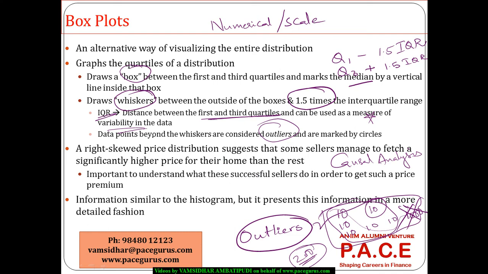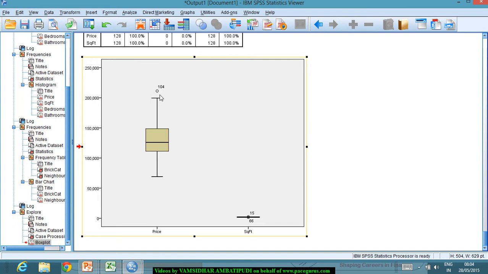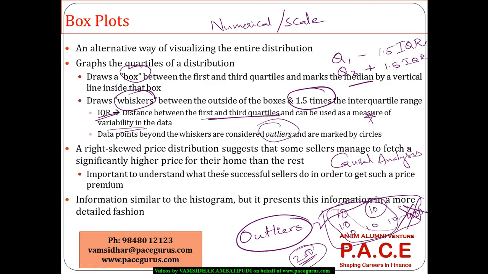And if at all I am getting such an outlier, the other way I look at it, the record number 104, I can say this is coming with respect to price, right? And that too on the higher side. So probably I may say, yeah, this particular seller is able to fetch a significantly higher price for his house compared to the others. Probably I want to understand what he has really done to get that much higher price. So such a quick interpretation can come out when I am looking at the box plot.